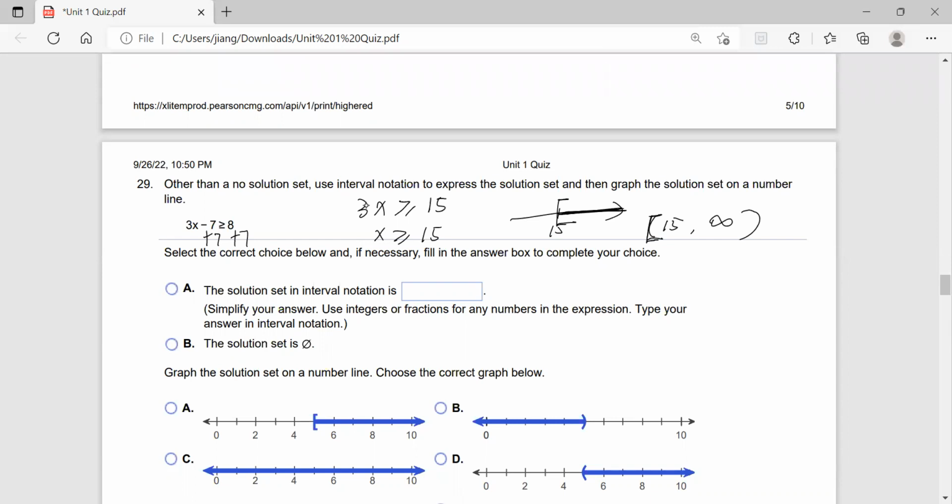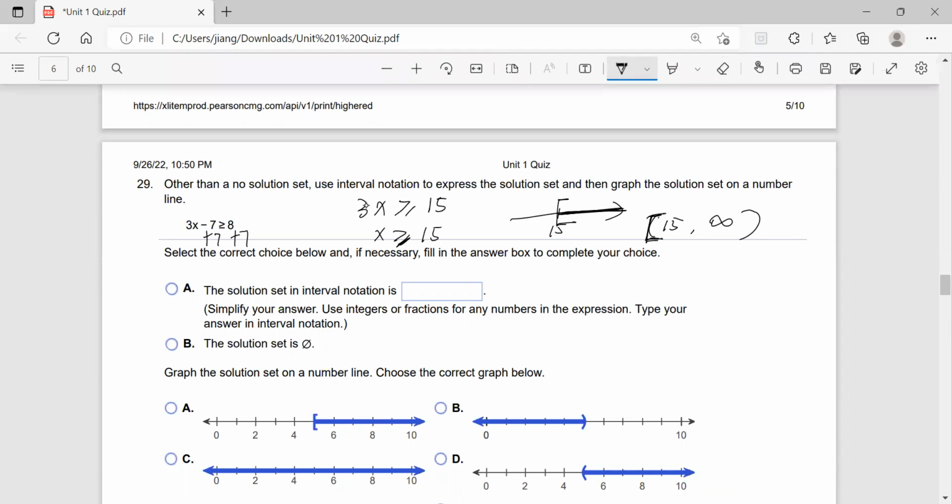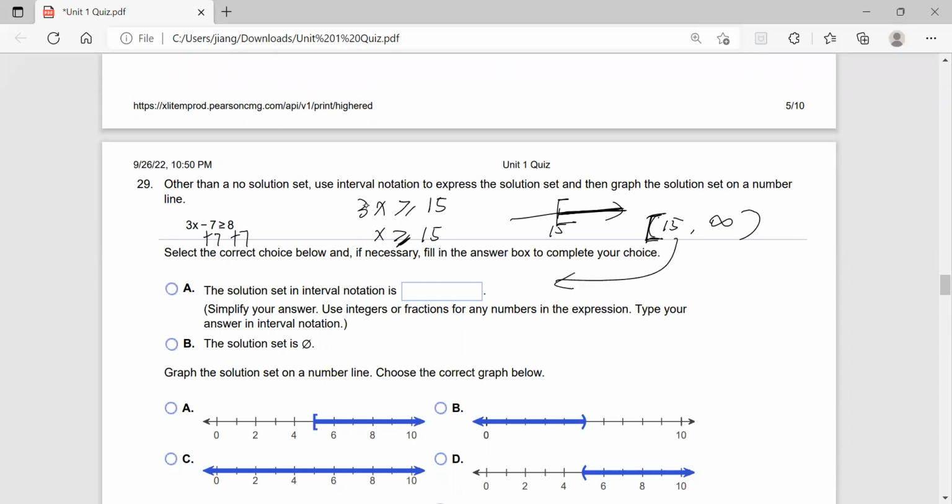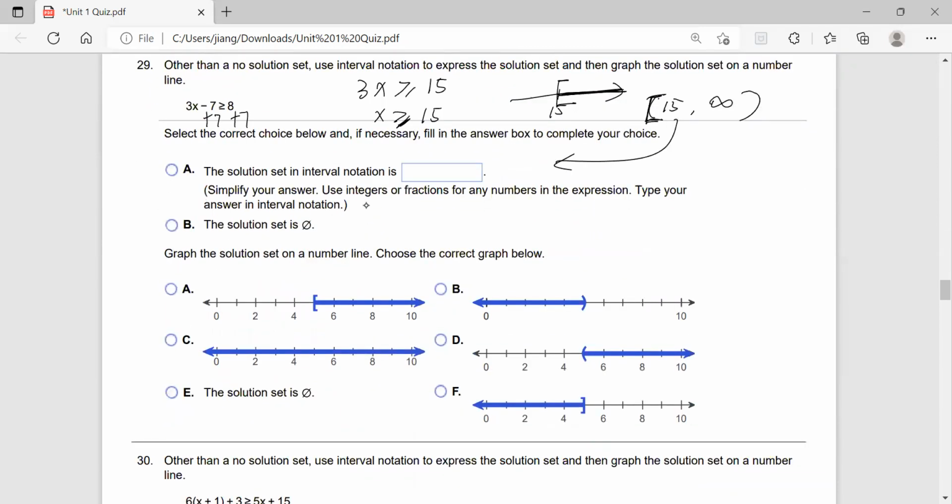Remember, you have brackets here because it has an equal sign. So 15 is included. So you can put the solution set here, and then the graph must be, let's see, which one should be correct.